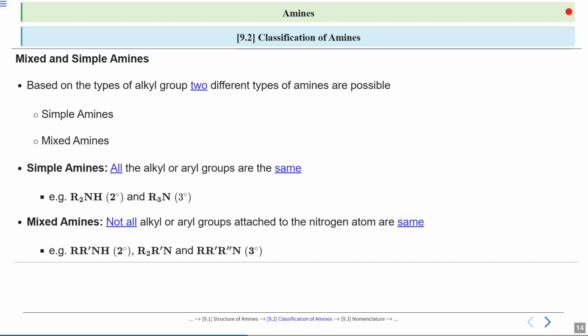Okay. And if you see over here in tertiary amines, 3-degree amines, all the three hydrogens of ammonia are replaced by alkyl or aryl groups. So in this case, one is different and two is same. Okay, that is R2 and R dash. And over here, if you'll see, then all the three groups are different. R dash and R double dash. Okay. So simple amines, all the alkyl or aryl groups are same. Mixed amines, not all alkyl or aryl groups which is attached to the nitrogen are same.